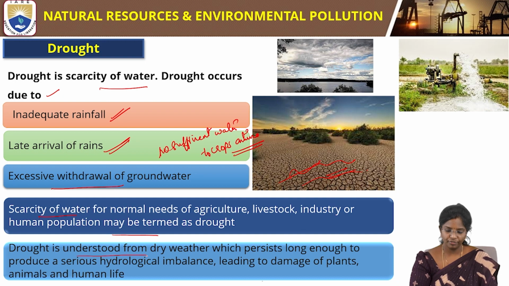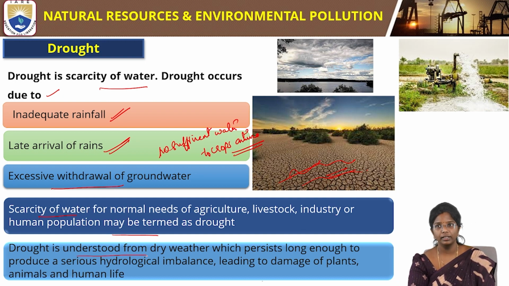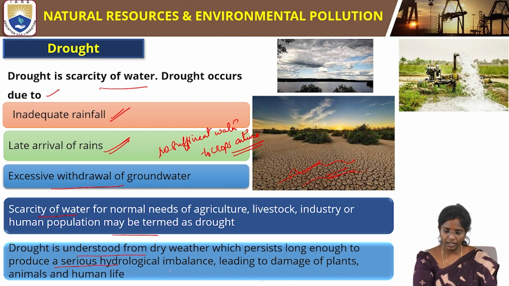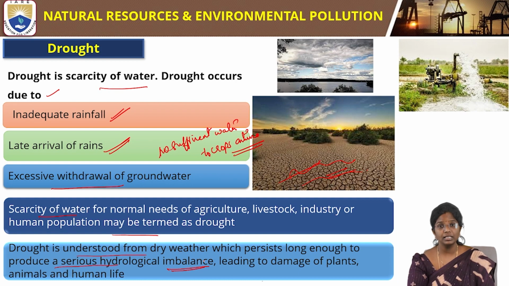Then drought is understood from dry weather which persists long enough to produce a serious hydrological imbalance. We have seen what this hydrological imbalance is, wherein there is precipitation, condensation, and again evaporation taking place. That balance is disturbed because whenever there is drought condition, there is no water to evaporate into the sky. So that is how the imbalance starts. That leads to damage of plants, animals, and human life. So these are the different effects of drought conditions because of scarcity of water.